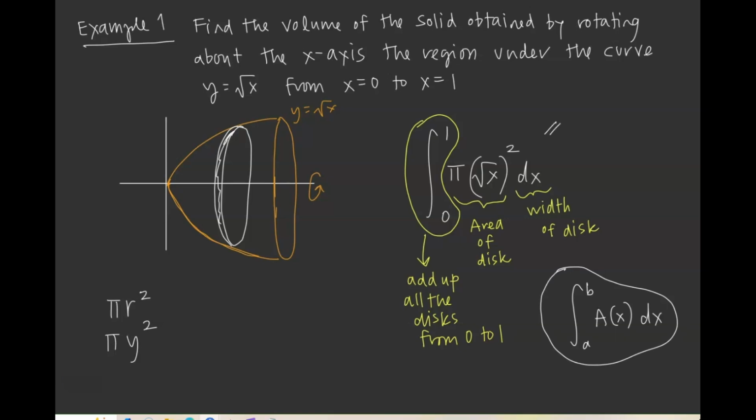So this integral we'll go ahead and calculate. 0 to 1 pi square root of x squared is just x dx. This equals pi x squared over 2 from 0 to 1. That's pi halves minus 0. So the volume of this object is pi halves. We don't know what the units are. We were never given any units of length or width or height or whatever. But this is the volume. This number represents the volume of this object.